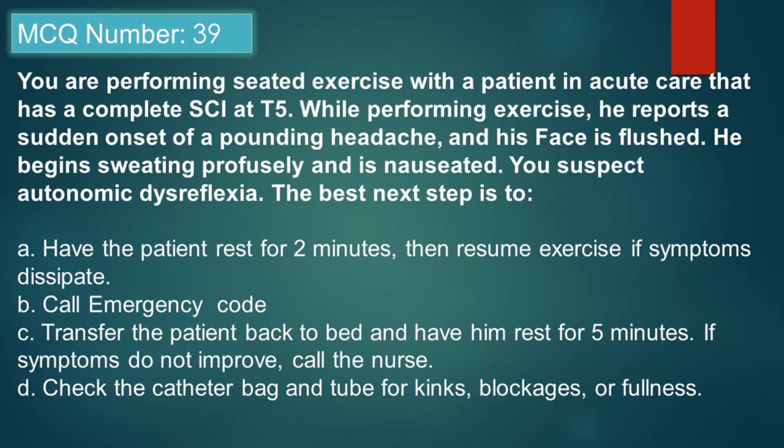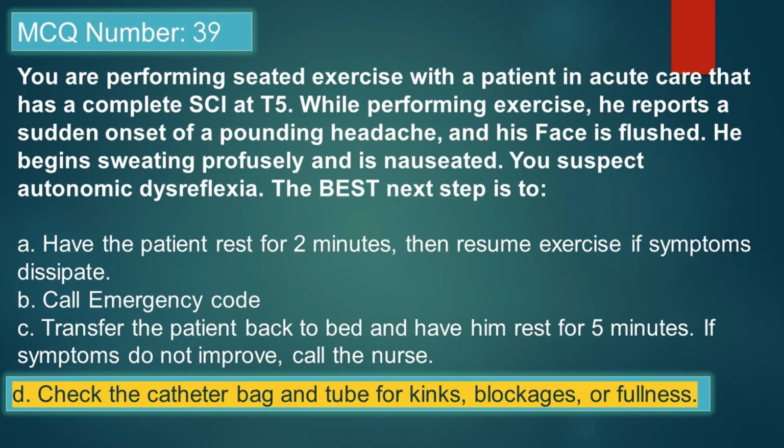Option B, call for the emergency code. Option C, transfer the patient back to bed and have him rest for 5 minutes. If the symptoms do not improve, call the nurse. Option D, check the catheter bag and tube for kinks, blockages or fullness. And the correct answer is option D, check the catheter bag and tube for kinks, blockages and fullness.